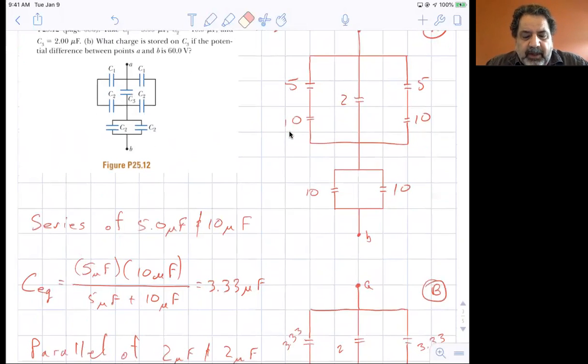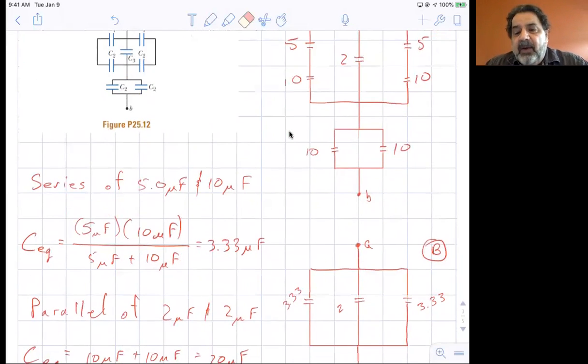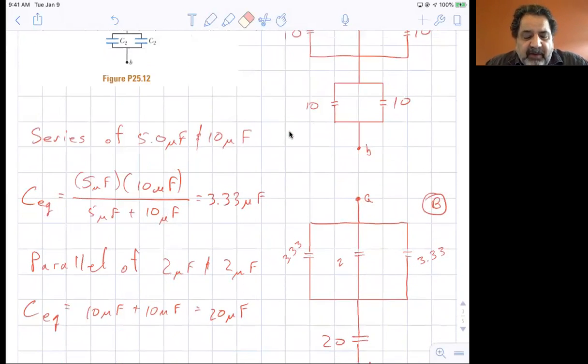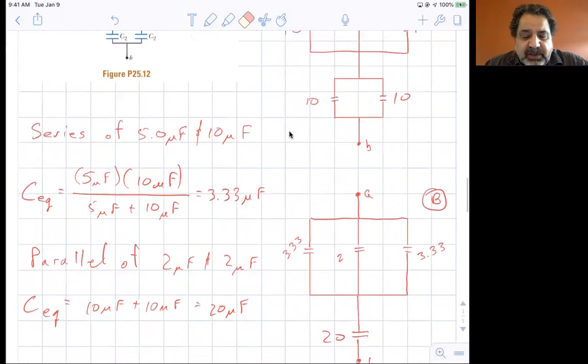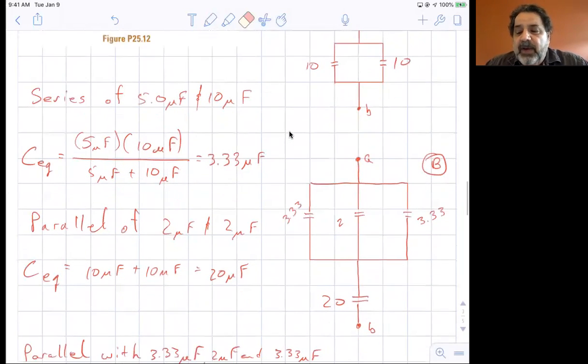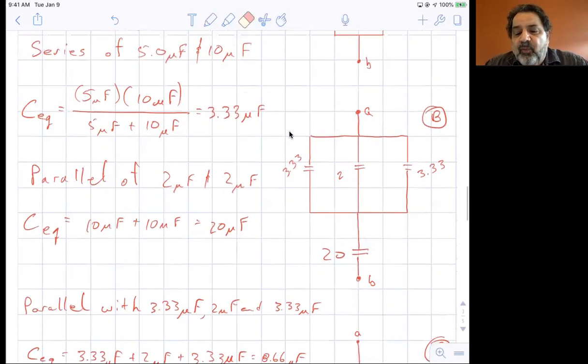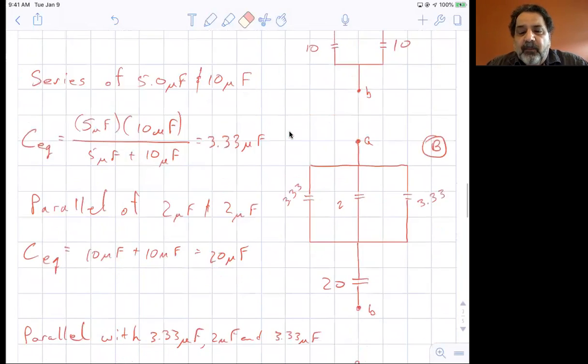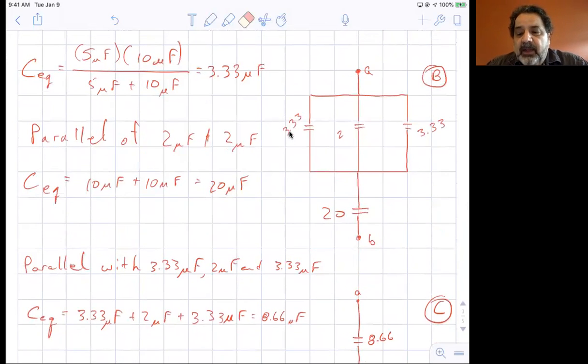Okay, so the C equivalent for that branch is 3.33. Now we have a parallel of 10 and 10. Whenever you have a parallel, you just add them together. So 10 and 10 is 20. Now in B, I've redrawn figure A as figure B using the substituted values: the 3.33 for the 5 and 10 series circuit, and the 20 for the 10 and 10 in parallel.